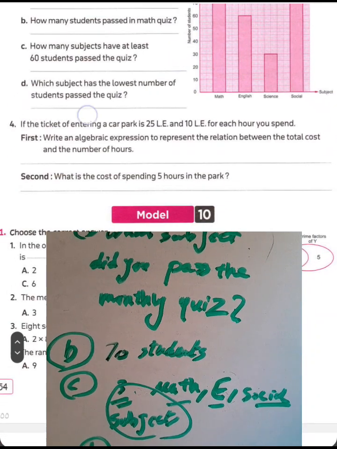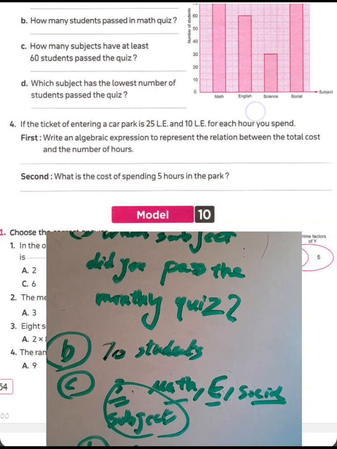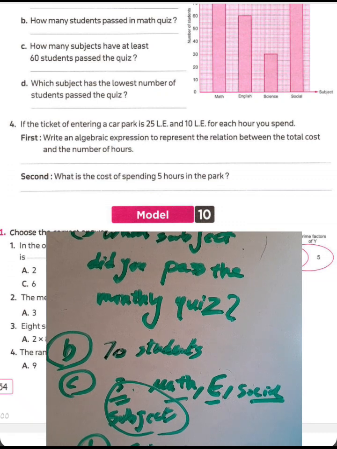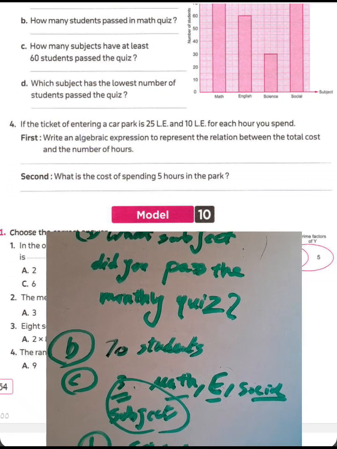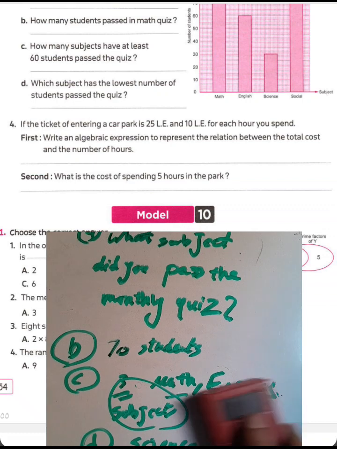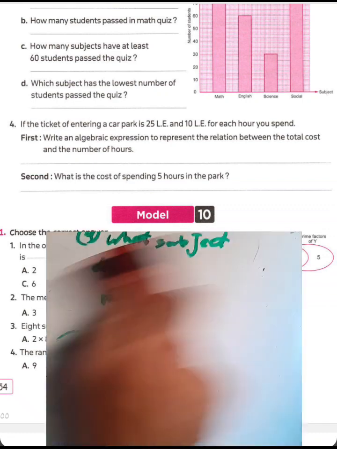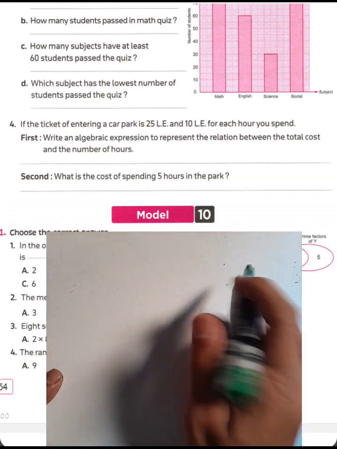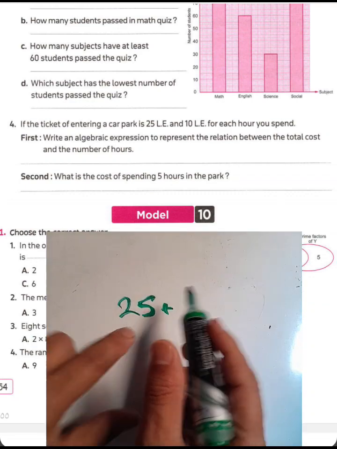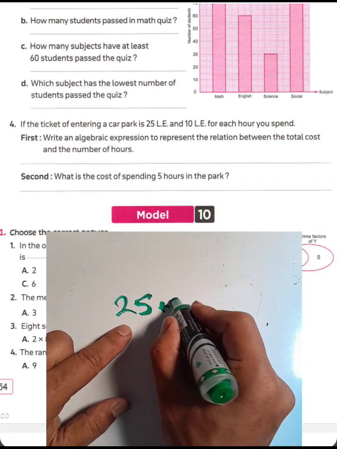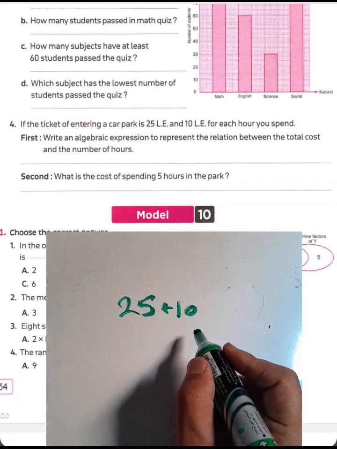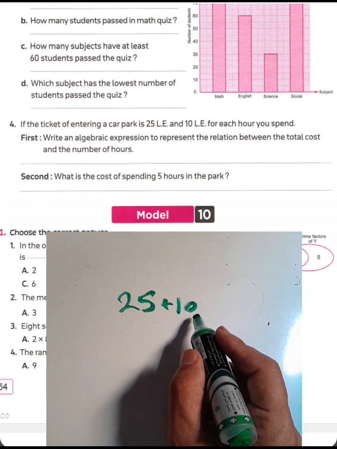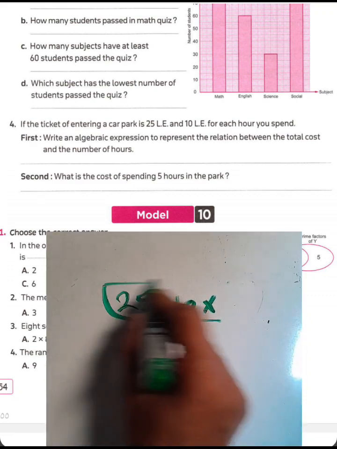Question number 4. If the ticket for entering the car park is 25 Egyptian pounds and 10 Egyptian pounds for each hour you spend, first write an algebraic expression to represent the relation between the total cost and the number of hours. We have the constant here, 25. Then the expression we can write is 25 plus 10 Egyptian pounds per hour, x being the number of hours.